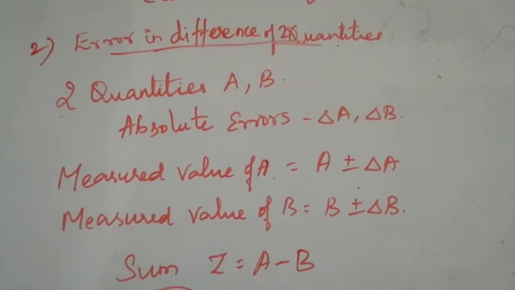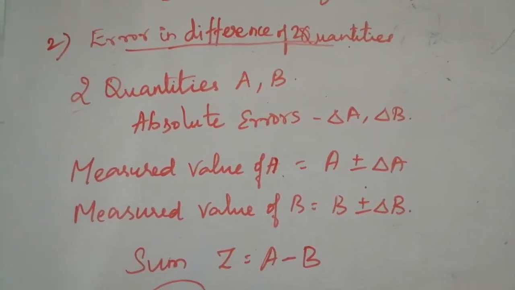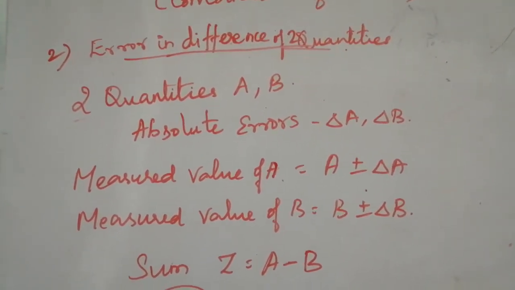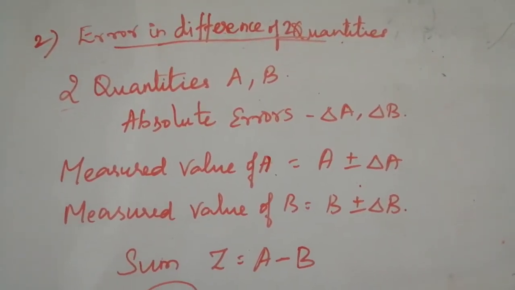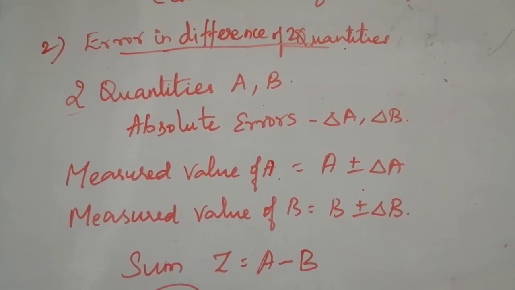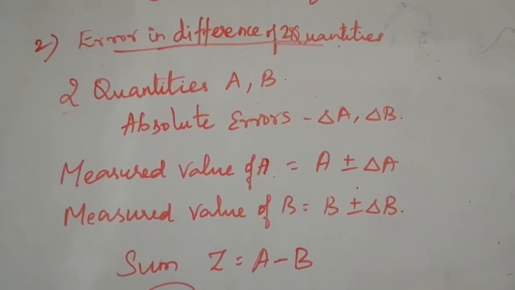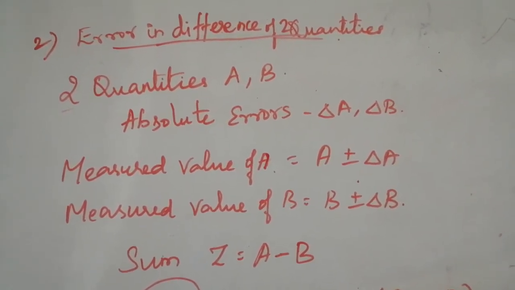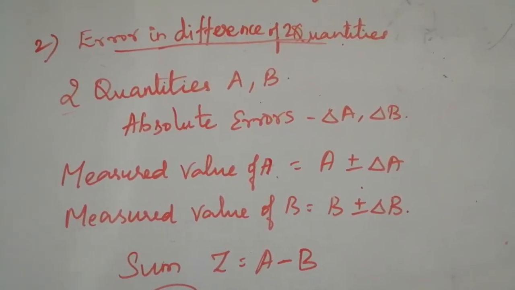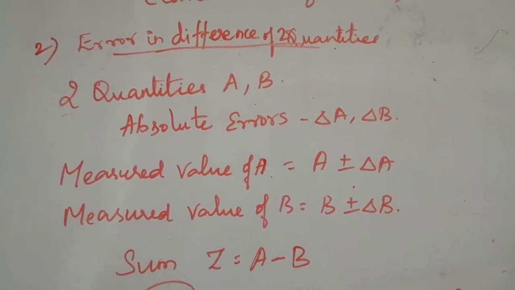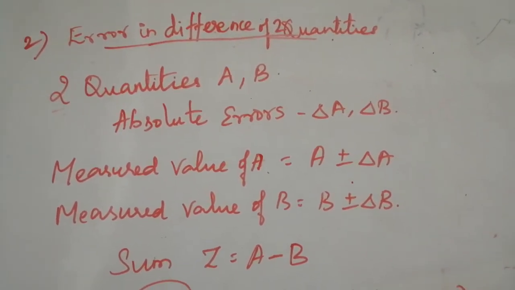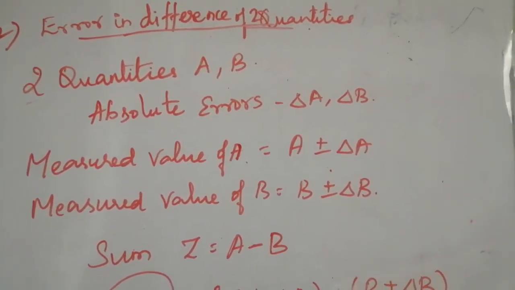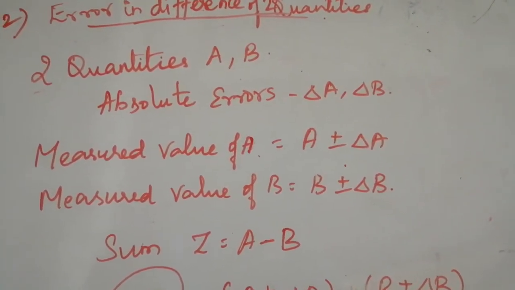So in this video, we'll be discussing error in the difference of two quantities, which is the continuation of our previous video. To know the error in the sum of two quantities, please refer to my previous video. For the difference of two quantities, let me take the original values of the two quantities as A and B. While taking measurement, I take it with an error. So the absolute errors for A and B are del A and del B.